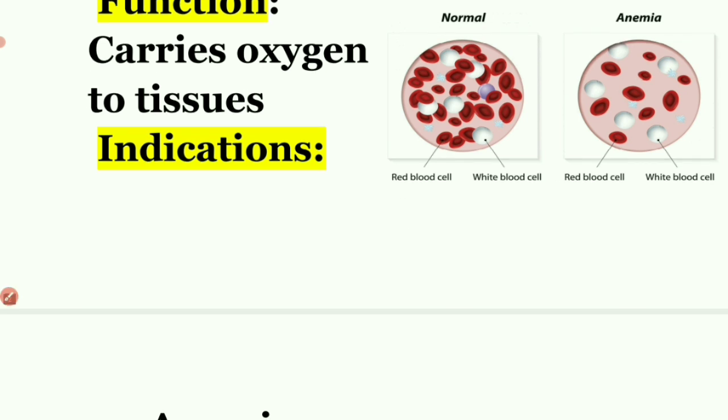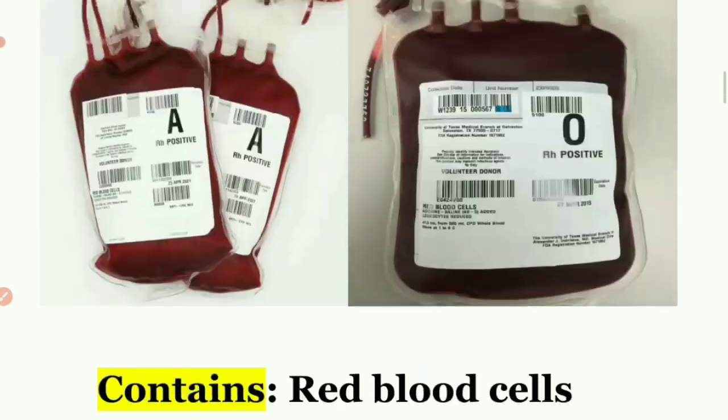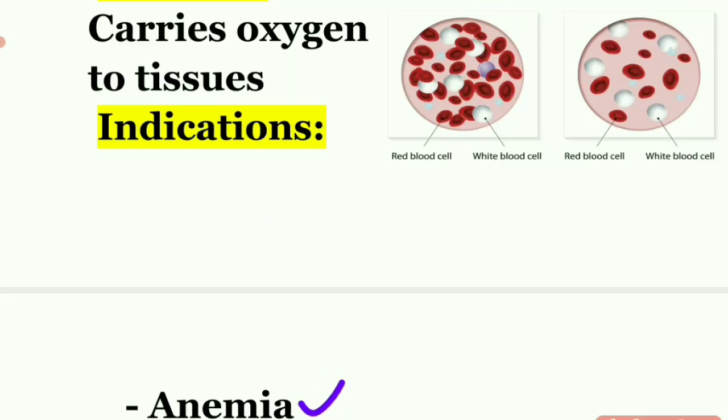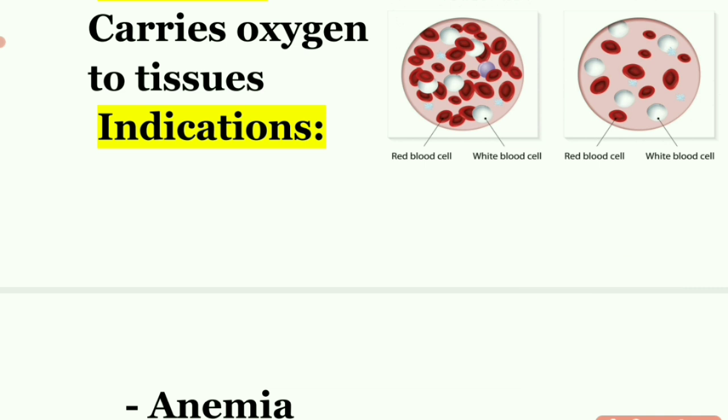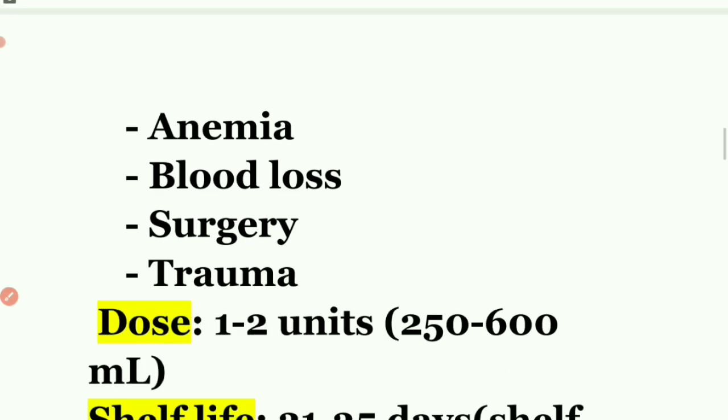Now the indications where we use PRBC. In case of anemia we use PRBC. What is the meaning of anemia? Anemia means the RBC level decreases in blood. In this figure, this is the normal case and this is the anemia case. In the normal case RBCs are adequate, but in anemia the number or quantity of RBCs decreases. So in anemia we use PRBCs, and also in case of blood loss, surgery and trauma.